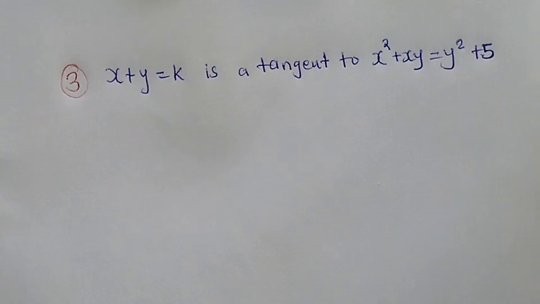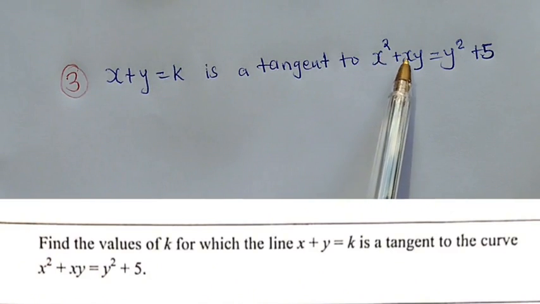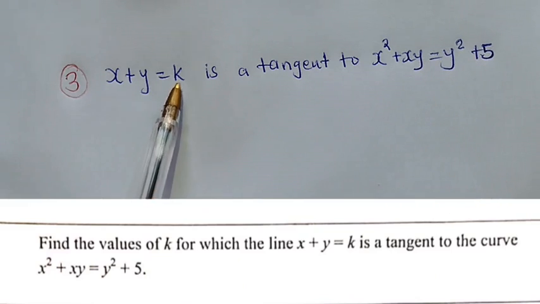Alright guys, so we've now come to question 3 right here. Question 3 reads: find the values of k for which the line x plus y is equal to k is a tangent to the curve x squared plus xy equals y squared plus 5. So how can we find the values of this k?